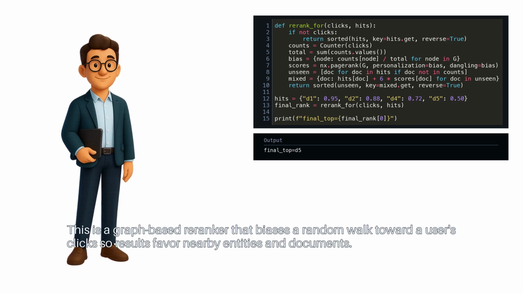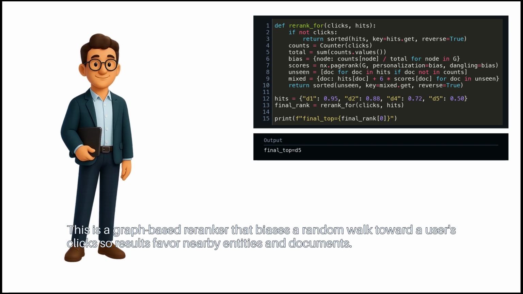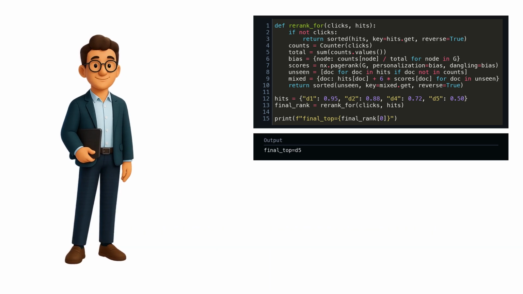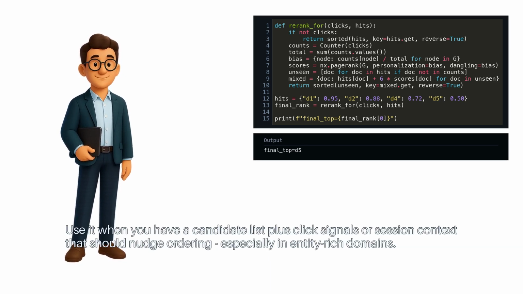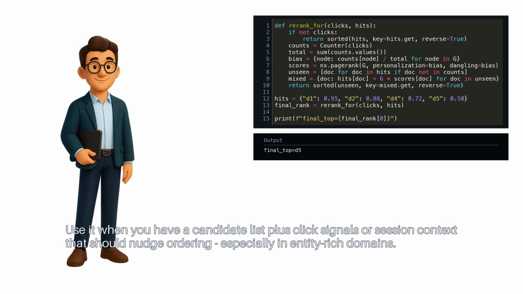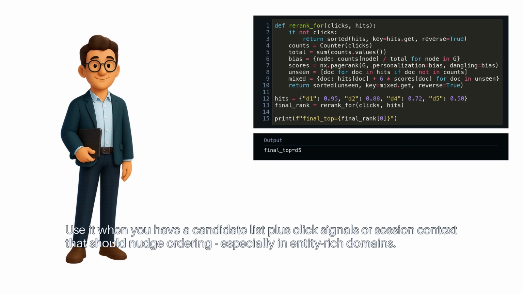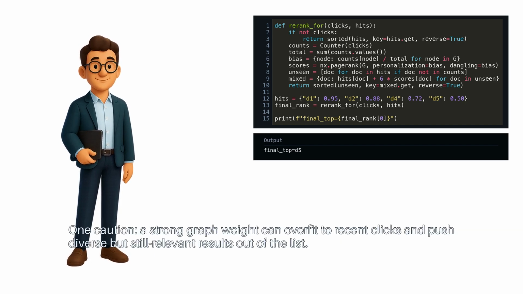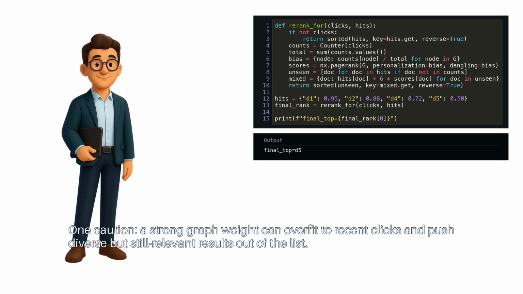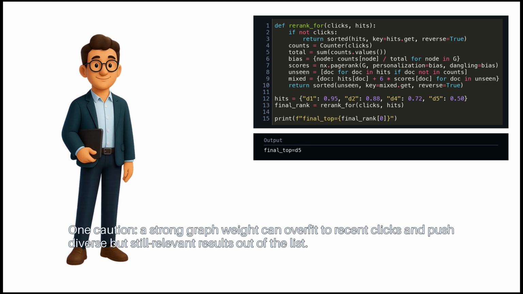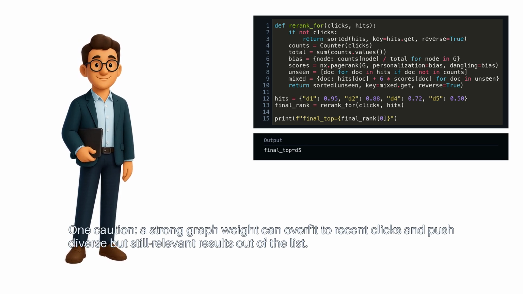This is a graph-based re-ranker that biases a random walk toward a user's clicks, so results favor nearby entities and documents. Use it when you have a candidate list plus click signals or session context that should nudge ordering, especially in entity-rich domains. One caution: a strong graph weight can overfit to recent clicks and push diverse but still relevant results out of the list.